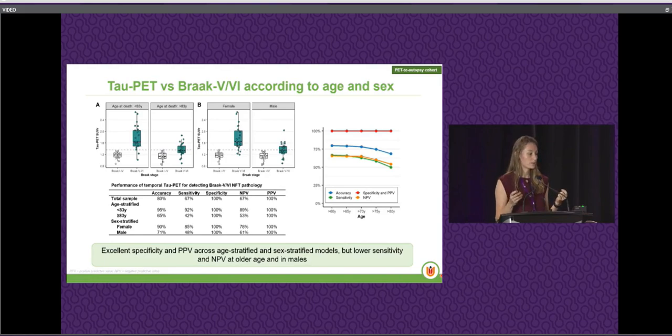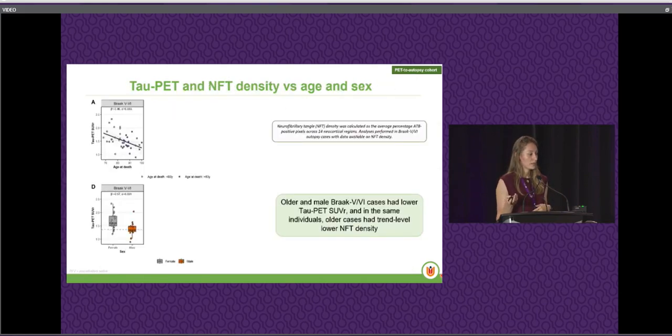So next we wanted to know whether those cases that have BRCA5/6 pathology but fall below the tau PET threshold, associated with older age and male sex, also have lower tangles in their brain, so a lower tangle density. So in the same PET to autopsy cohort, restricting to people that have BRCA5/6 pathology, we found that older age at death and male sex is associated with lower tau PET SUVR.